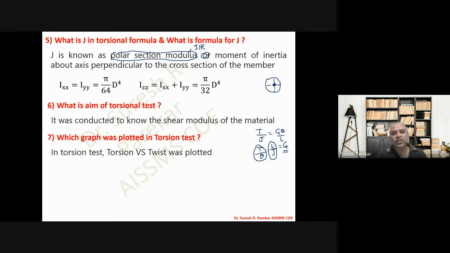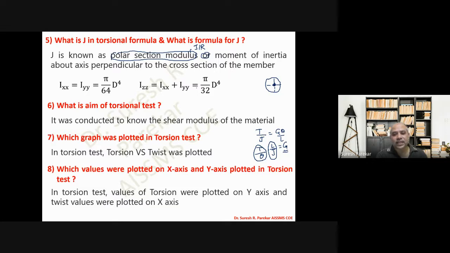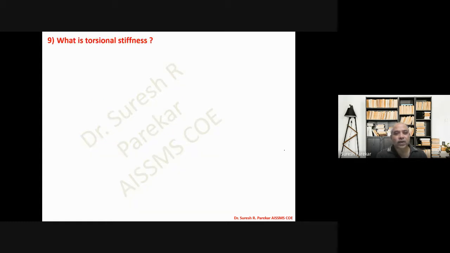Which graph was plotted in the torsional test? Torsion versus twist was plotted. On the x-axis we have twist, and on the y-axis we have torsion. So torsional moment is plotted on the y-axis, and twist on the x-axis.